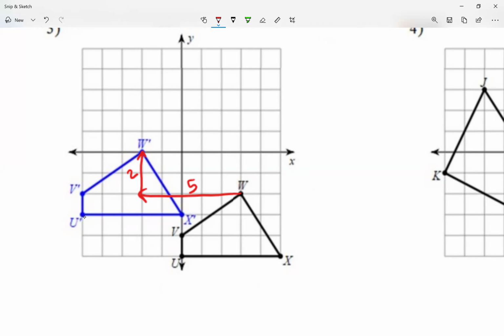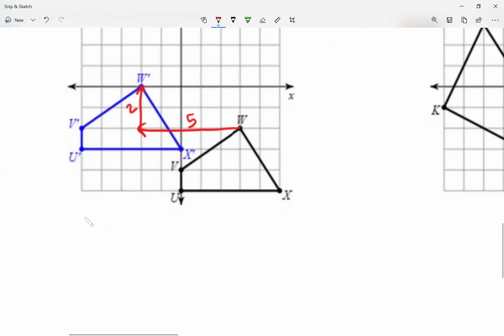Follow any other point. Follow point U. I'm not gonna mark anything. Just visually follow point U, go five to the left, two up, and then you should end at U prime. Same thing with V, five to the left, two up, and the same thing with X, five to the left, two up, and you finish with X prime. Follow each of these points. Notice that each of them you go five to the left and two up.